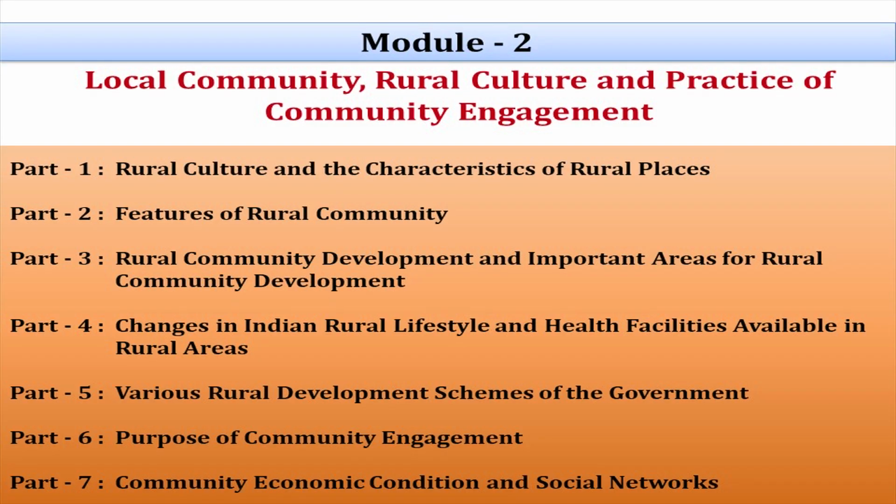So, at the end, in Module 2, we have discussed the rural culture and the characteristics of rural places, features of rural community development, and the various changes which took place in Indian rural lifestyle and health facilities available in rural areas. We have also discussed the various rural development schemes of the government and the purpose of community engagement, community economic condition and social networks.